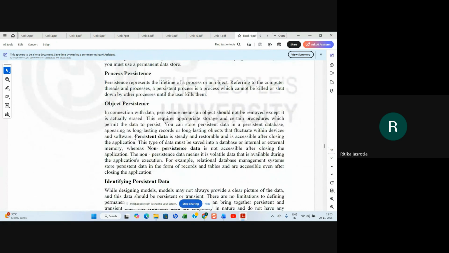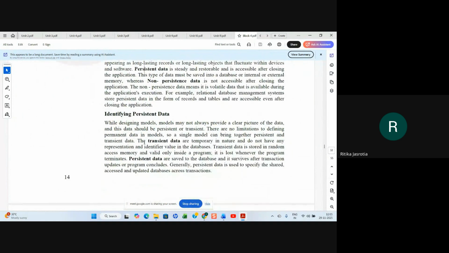So you have persistent data and non-persistent data. The persistent data is permanent data, that is steady and restorable and is accessible after closing the application. So it is steady, it is restorable, and it is available even after closing the application. This type of data must be saved in a database, internal or external. And non-persistent data is temporary, and is not accessible after closing the application. It is also known as transient data, temporary. Persistent data means permanent data, which is saved in the database.